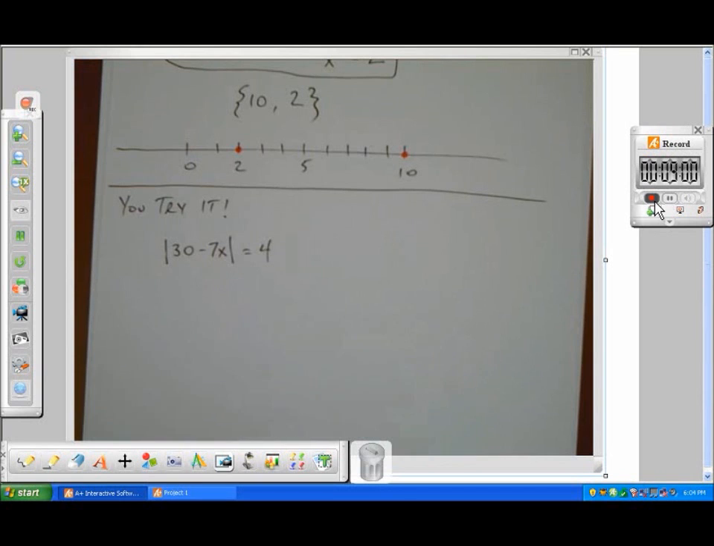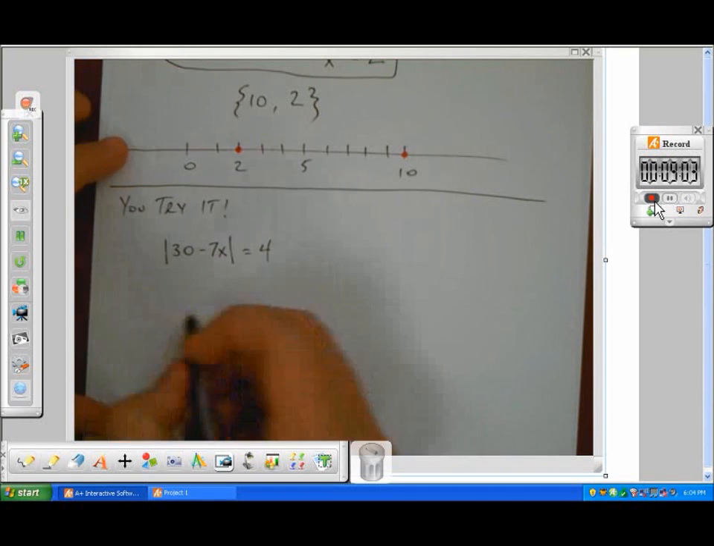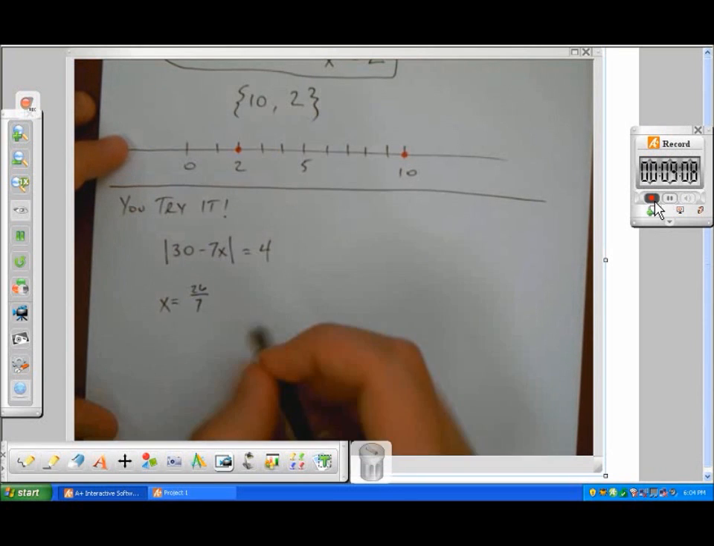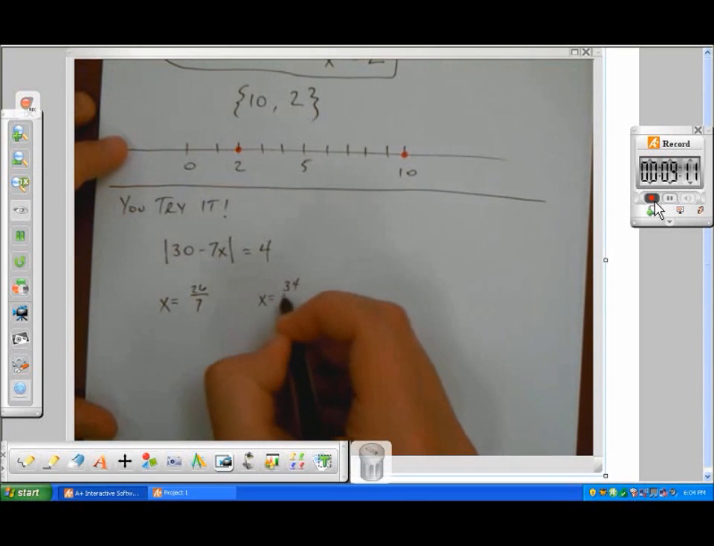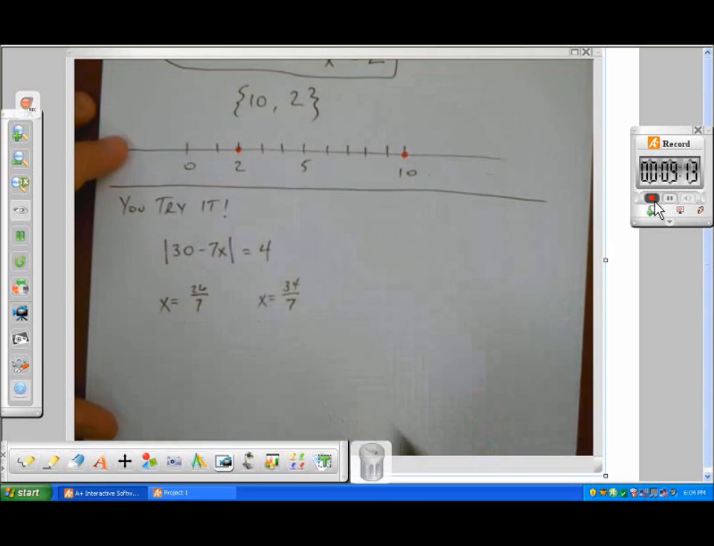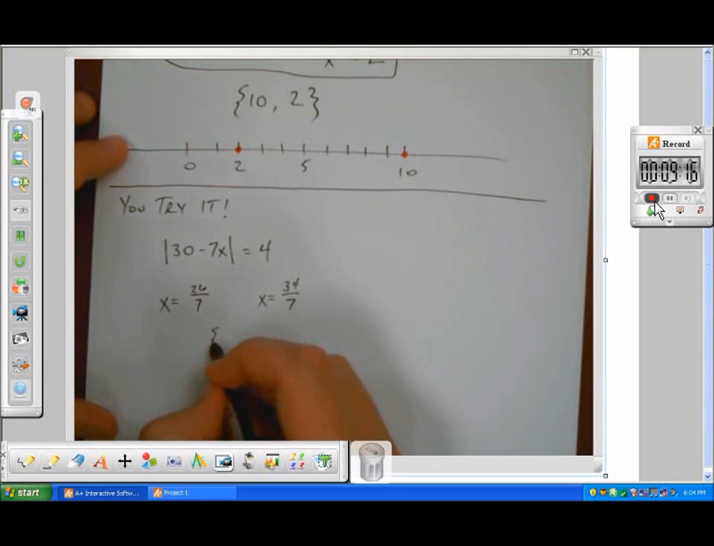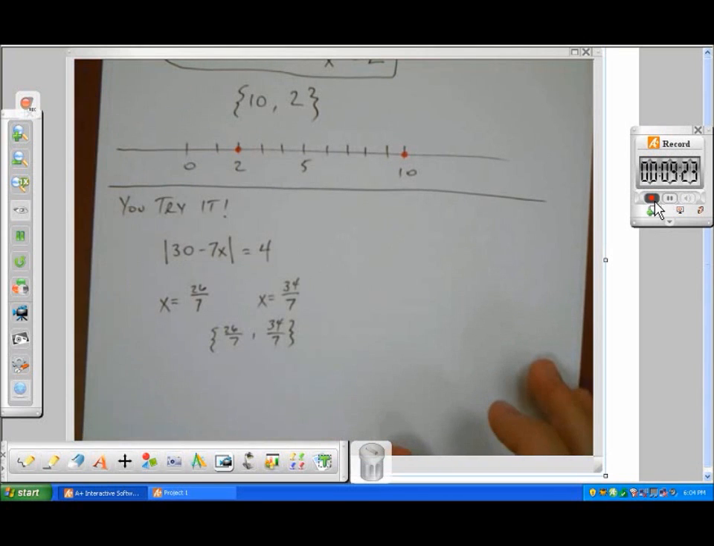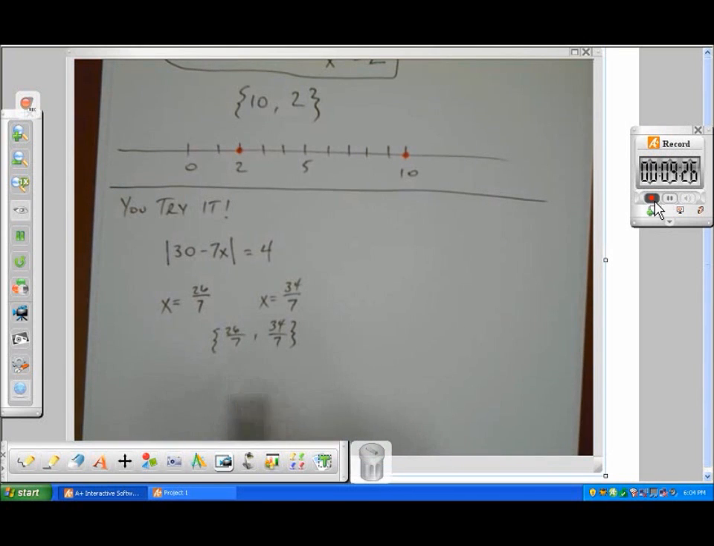Now the two answers, and remember there's always going to be two, the two answers that we get are x equals 26 over 7 and x equals 34 over 7. And so we could write it like that. We could write it in set notation, or we could write it using a number line. We'll talk about how to write this answer using a number line next class period. But hopefully you got the right answer, and if not, take a look at your work, see if you can figure out what you did wrong, and then we'll talk about it in class tomorrow.